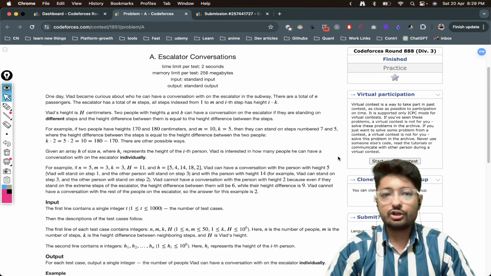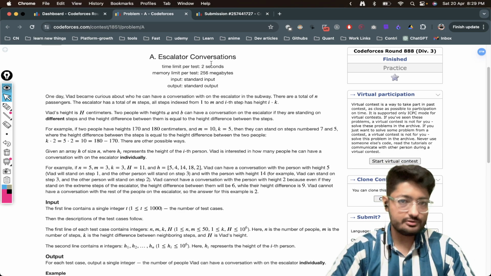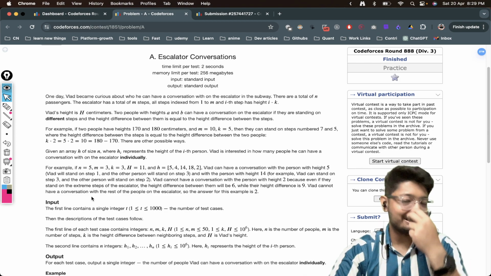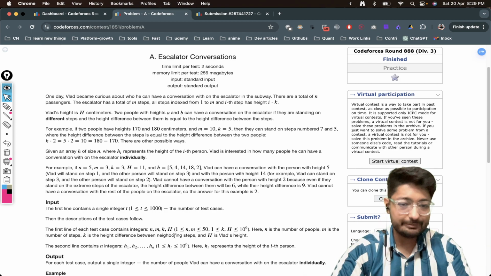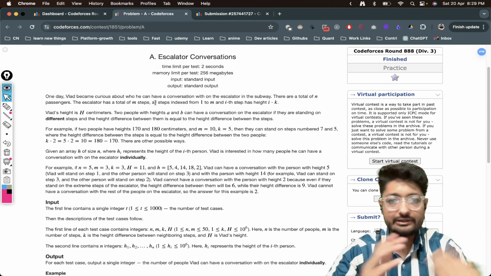Hello everyone, in this video let's talk about problem A from Codeforces Round 888, named Escalator Conversations. The problem statement seems very large, but it's very simple because the constraints are pretty small. Okay, so let's go through the problem statement very carefully and then you'll understand it.